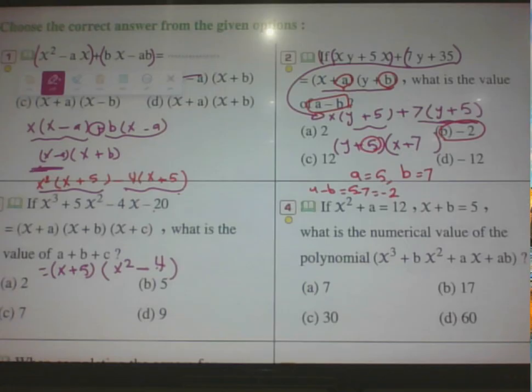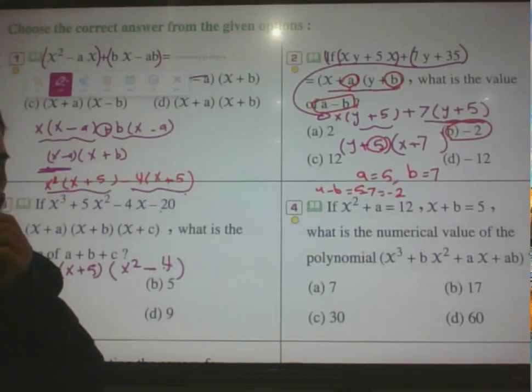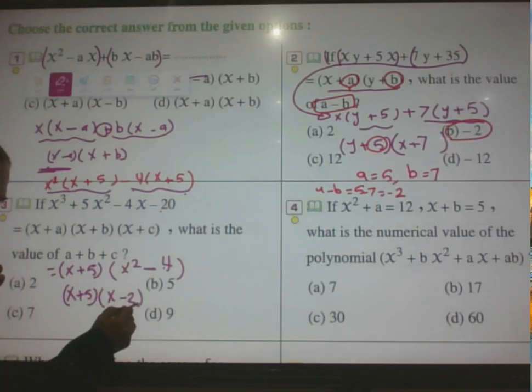And also we can complete here by factorizing the expression. We can factorize this expression here. We have the difference between two squares, first and second, right? x plus 5 multiplied by x minus 2 multiplied by x plus 2.